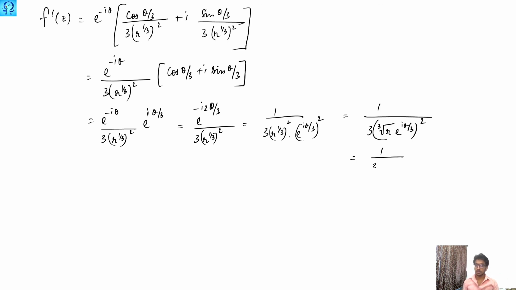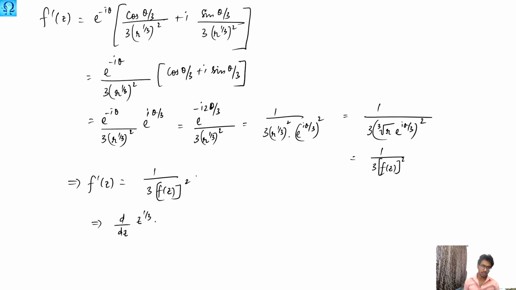So 1 upon 3 f of z whole squared. So this is that. Okay. Thus what we get is that f prime of z is 1 upon 3 f of z whole squared. So this is valid. So from this you can very well observe that we have found the derivative of z to the power 1 upon 3, and that turns out to be 1 upon 3 z to the power 1 upon 3 whole square. Okay, we have seen.